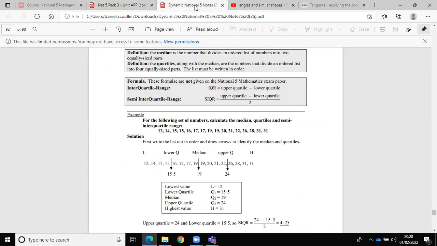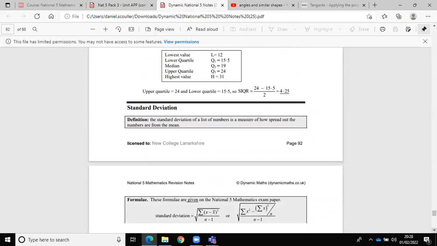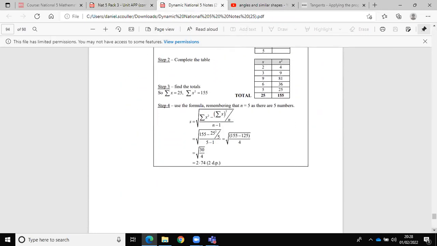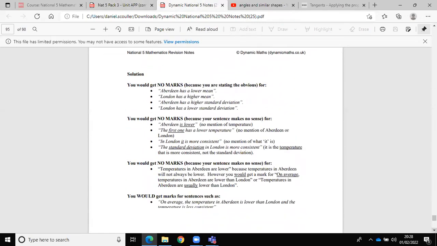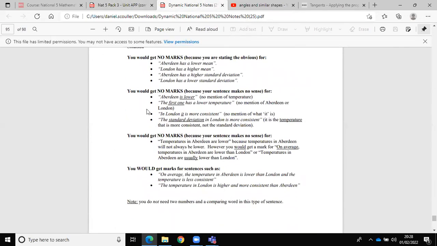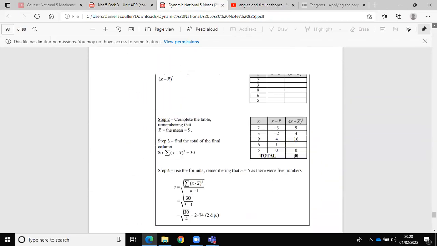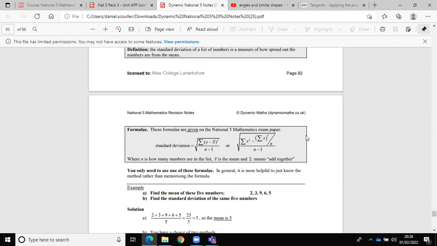Remember dynamic notes. From page 92, it talks about standard deviation. And then it gives you this for comparisons and where the marks come from, where you don't get marks. So that might be worth a wee read. They look like they've got smaller sentences than I was writing, so it might be worthwhile having a wee read of that. In this as well, dynamic notes, it shows you the other equation.